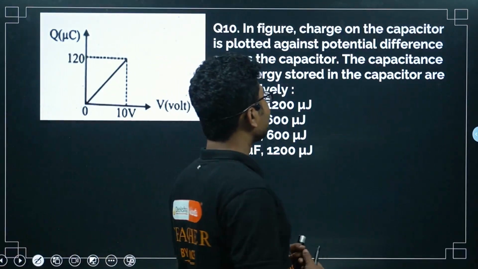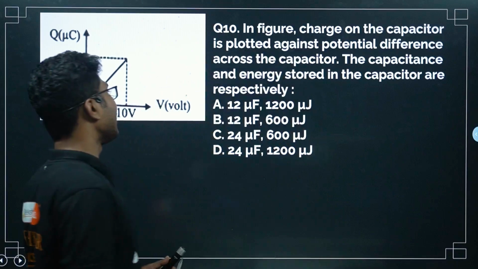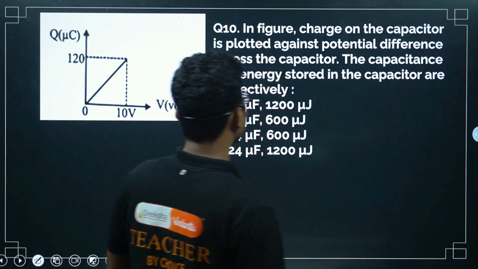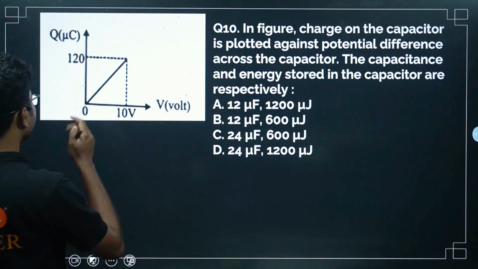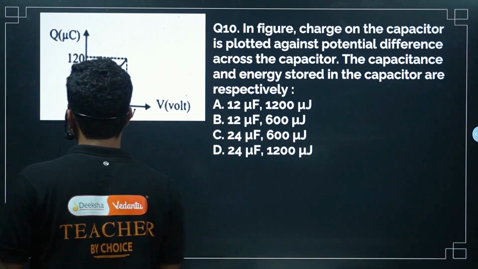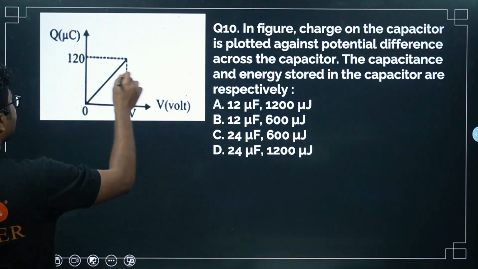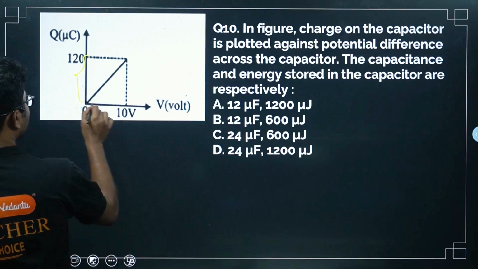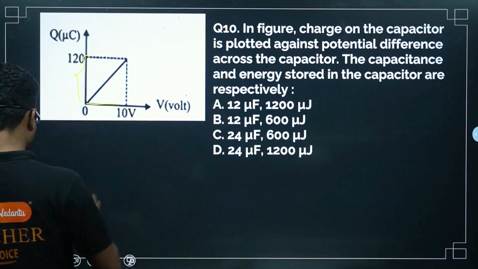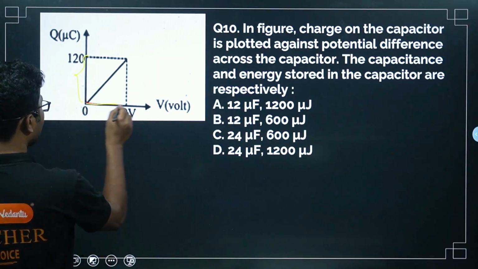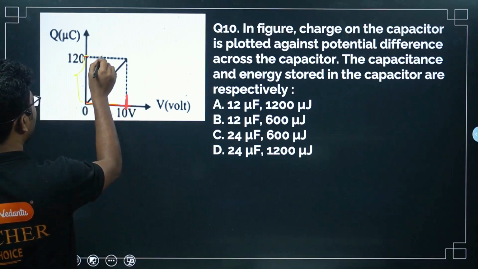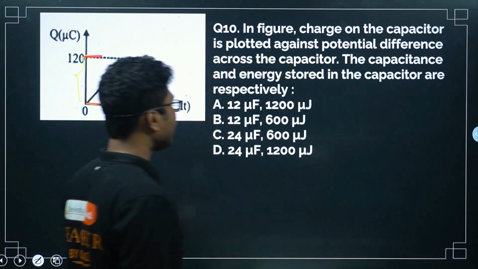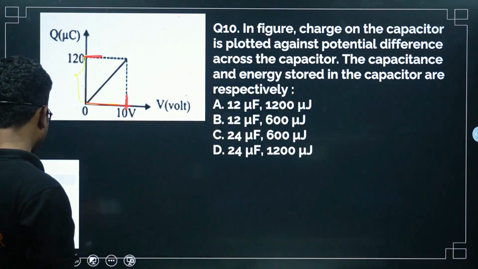In the figure, charge on the capacitor is plotted against the potential difference across the capacitor. The capacitance and energy stored in the capacitor are respectively? So in this figure we have shown the charge stored in microcoulomb and this is the voltage. So when the voltage was 10 volt, the charge stored was 120 microcoulomb, right? Now what have they asked you? They have asked you to find the energy stored as well as the capacitance.